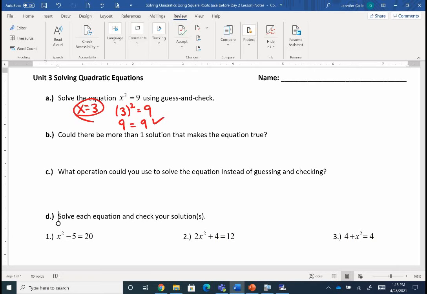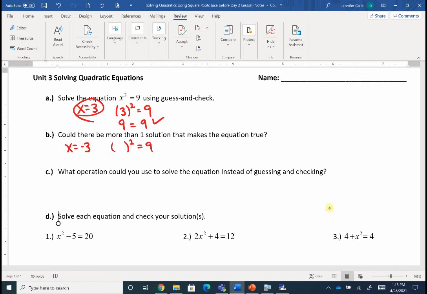But now in part B, it asks, could there be more than one solution that makes the equation true? So are there any other numbers out there that we could square that would result in a positive 9? What do you think? Couple people nod your head. What do you guys think? Throw numbers my way if you have an idea. What else could work? Okay, I heard a suggestion of negative 3. Let's try it.